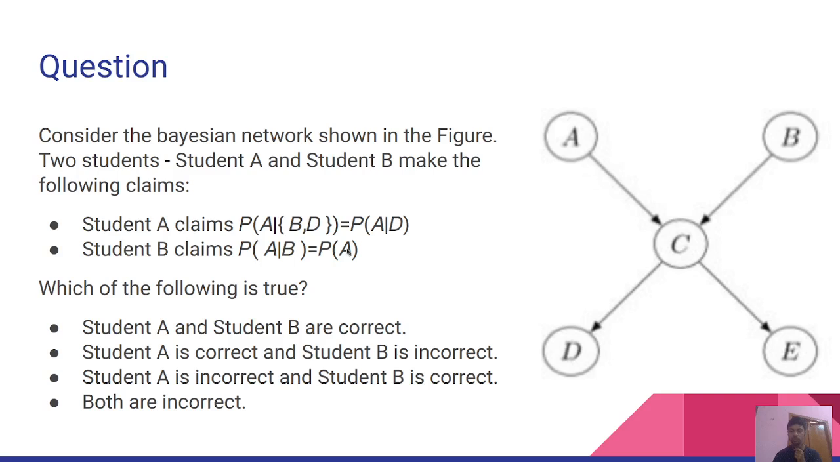So can you say which student is right? Maybe both of them are right, or none of them are right. Which one is it? Just student A's claim, is it true or false? Let's focus on one claim at a time. Student A is claiming that P of A given B and D equals P of A given D. So is it correct?